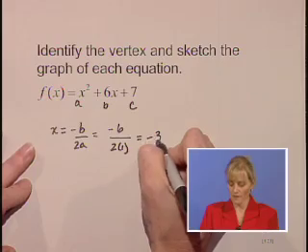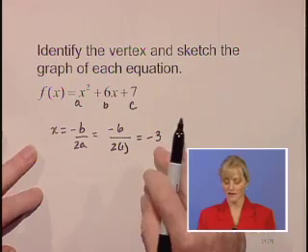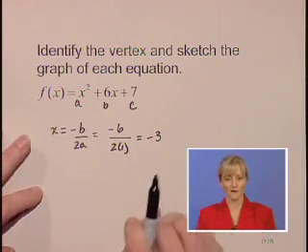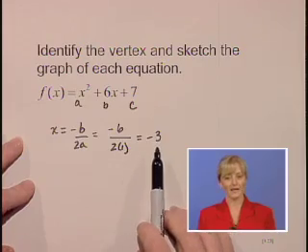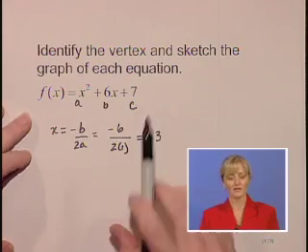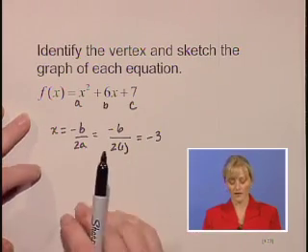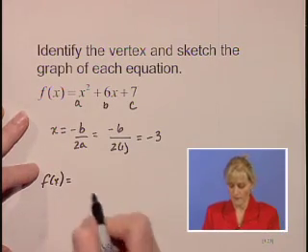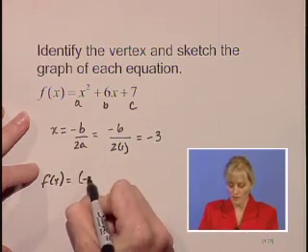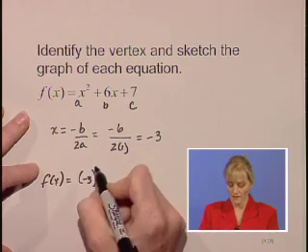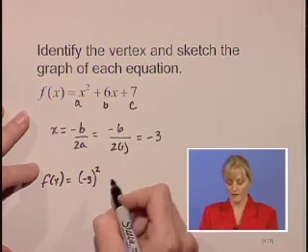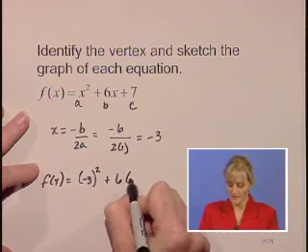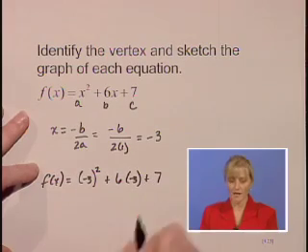Simplifying, we get negative 3. This is the x component only of our vertex. We're going to replace this value into our original equation, and we're going to generate the y component. Wherever you see an x, we'll replace with a negative 3. So negative 3 squared plus 6 times negative 3 plus 7.